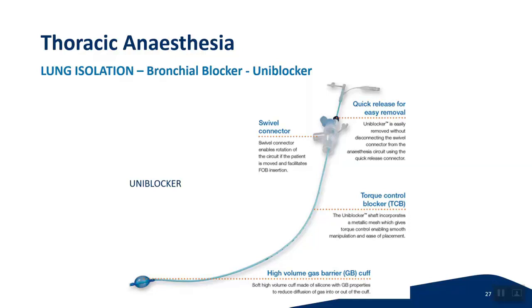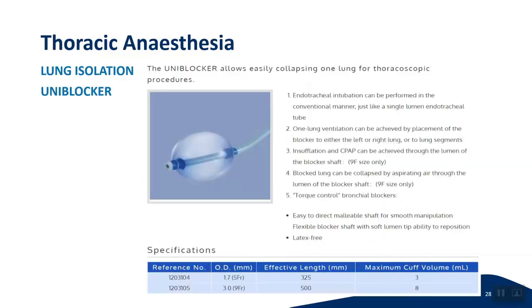Together with its fixed distal curve, the unique design of the uniblocker maximizes control during insertion and facilitates blockade of the left or right bronchus through a standard single-lumen endotracheal tube. The uniblocker enables both full lung or selective lobar blockade during OLV. Lung isolation can be carried out even in patients with difficult airway or tracheotomies. Easy removal is facilitated without disconnection from the anesthesia circuit.